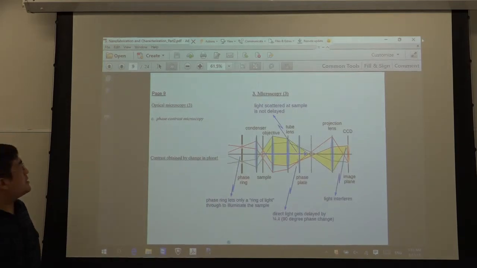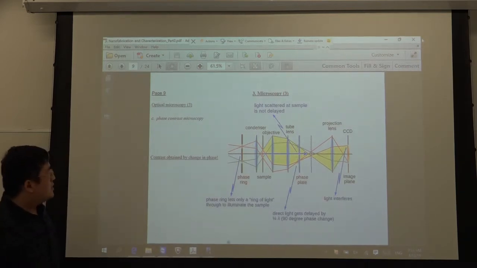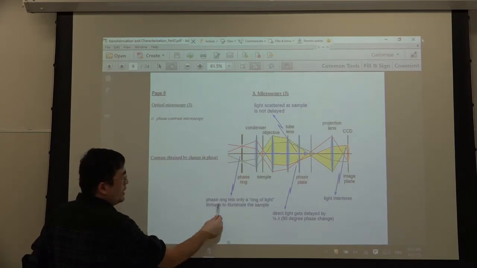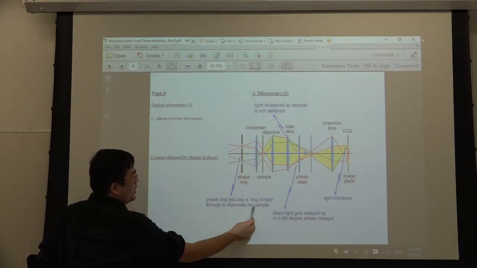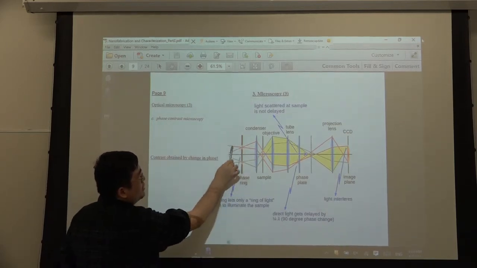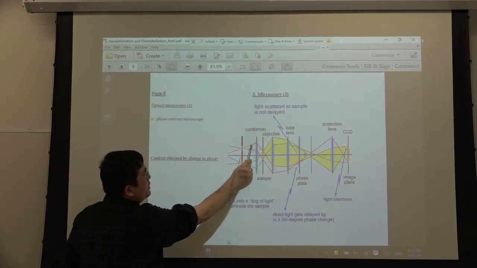The third one is called phase contrast. What's the meaning of phase contrast? First thing is it has a phase ring. It only lets a ring of light illuminate the sample. You can see here, they also block a lot of light. Only this ring, the typical is a ring. Go into here.